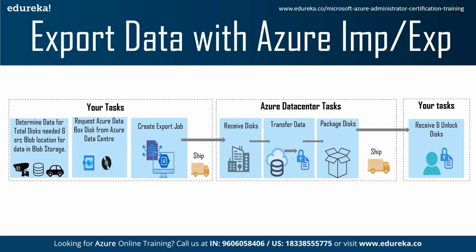Then on your end, you can receive and unlock the disk. When you receive the disk, you can mount it and use it locally. The data is encrypted. You can find the BitLocker keys for each drive with the export job details in the Azure portal. This is how import data with Azure Import/Export and export data with Azure Import/Export look. This is the architectural understanding of it. I hope you have understood it.